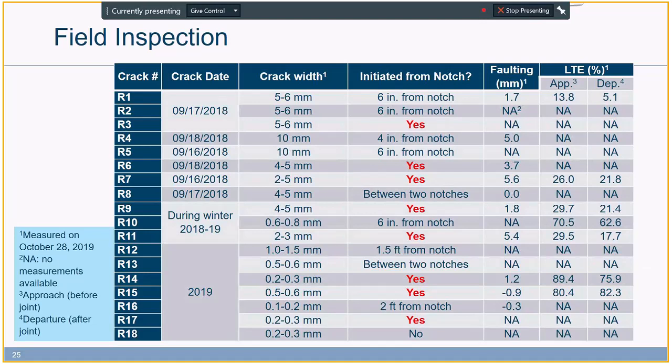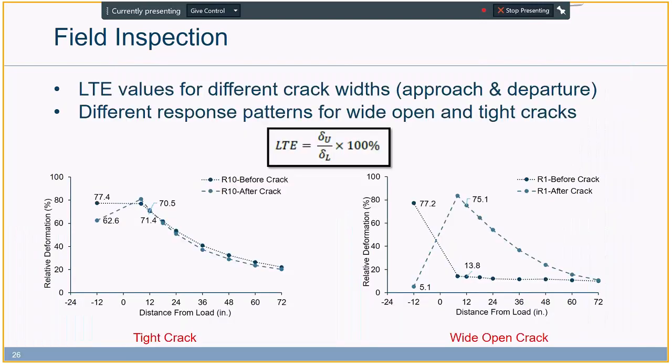Here I have a lot of data in this table. I'm not going to bore you with them, but here in the fourth column I'm showing the cracks that were initiated from notches. 8 out of 18 cracks were initiated from notches, like 44% of them. And we did get varying numbers for faulting, starting from 0 up to values like 5.5, 6 millimeters, and also different numbers for load transfer efficiency for different cracks. We are going to see them in this slide.